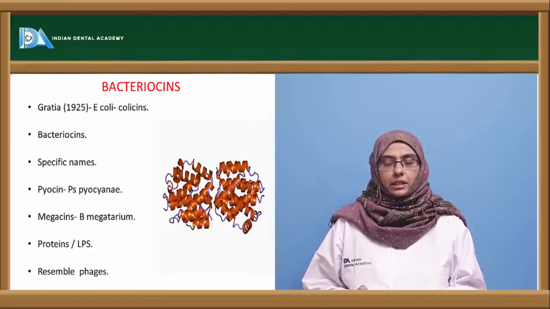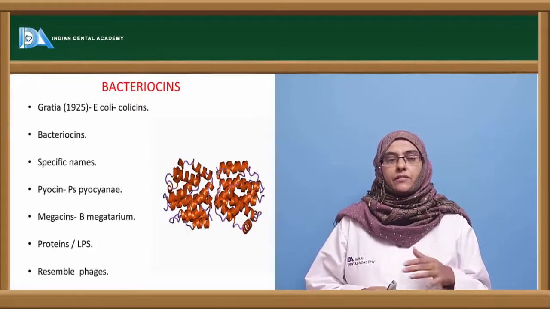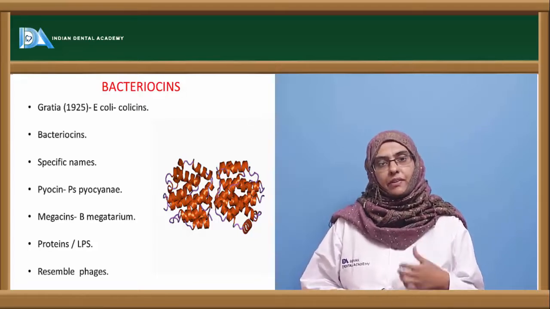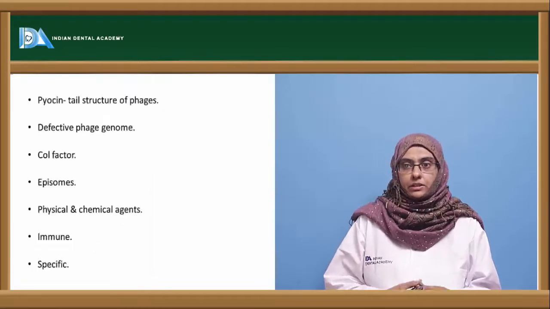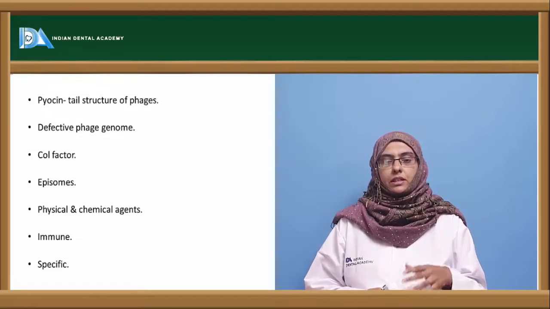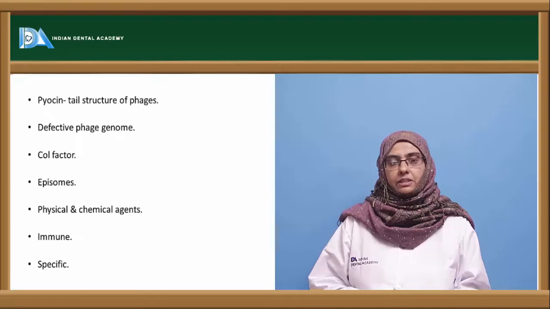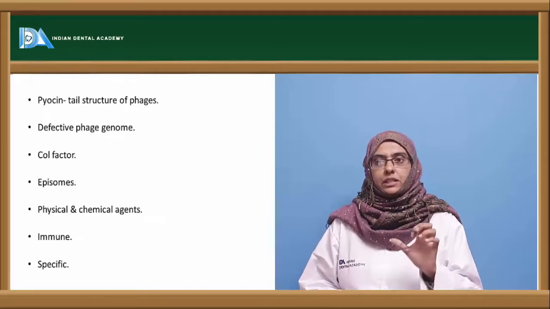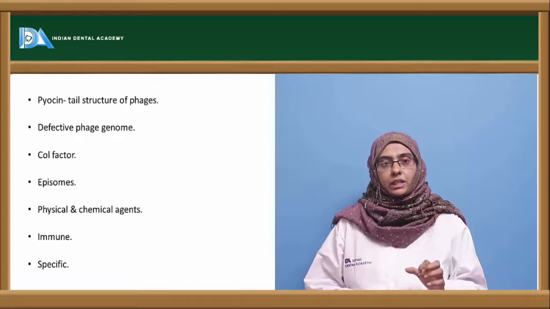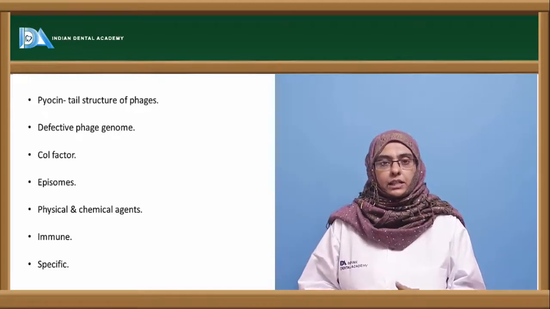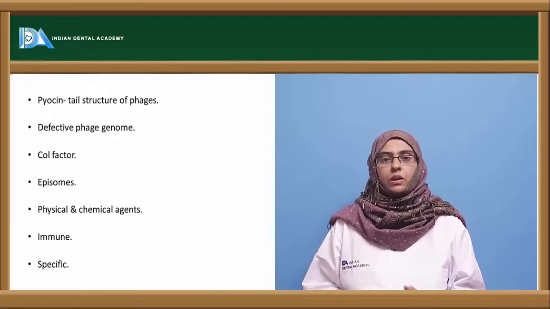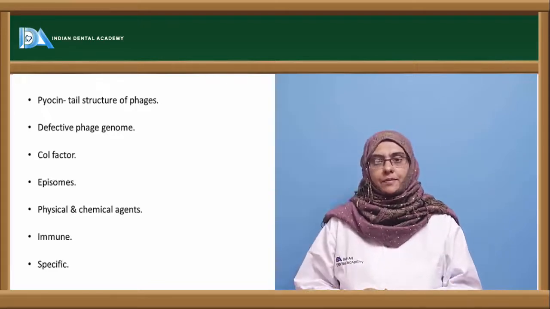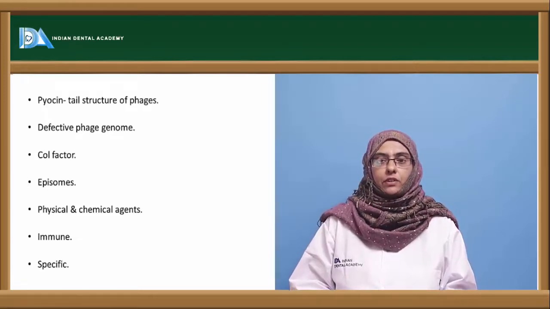gram-negative cell wall. And this bacteriocin usually resembles the phages in their activity, that is, how they bring about the lysis of the host cell. Pyocins, from Pseudomonas pyocyanea, have been studied in detail, and it was seen that pyocins resemble the tail structure of the bacteriophage. Hence they thought that it is a defective phage genome that was able to produce only a part of the bacteriophage, and it is a core factor that is responsible for producing the bacteriocin, and it is an episome that can be transmitted with the help of conjugation or transduction. Physical and chemical agents help to enhance the activity of the bacteriocins.